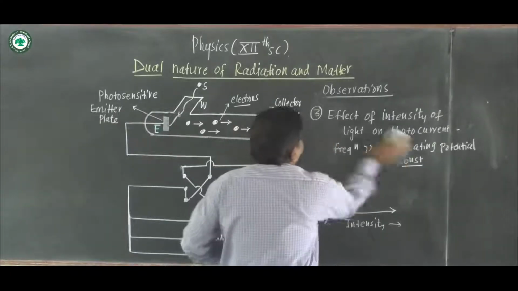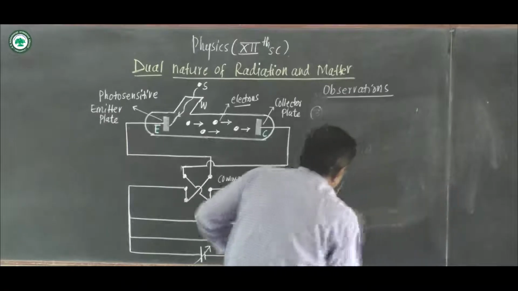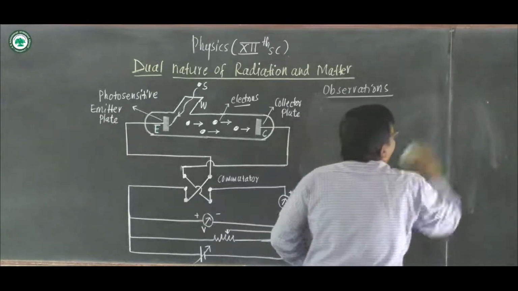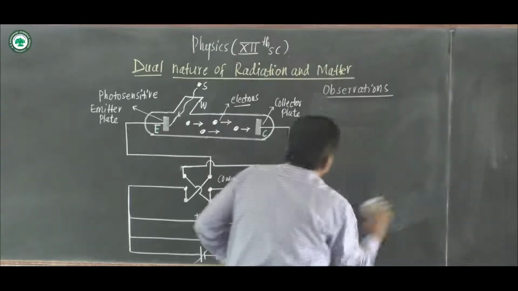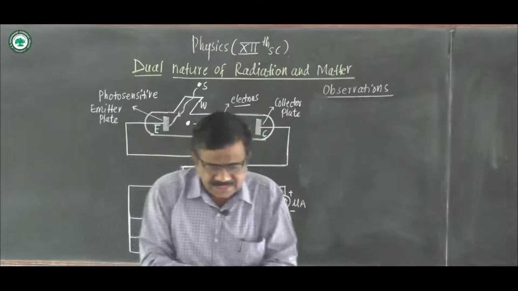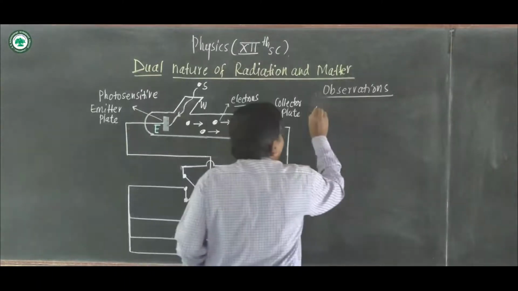Now see the next observation. We have to study the different factors affecting the photoelectric effect or the photocurrent. Our fourth observation is the effect of potential difference on photoelectric current.